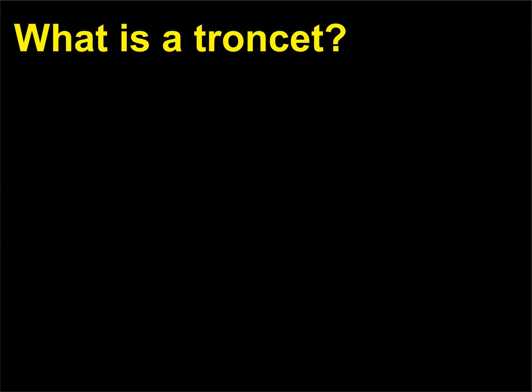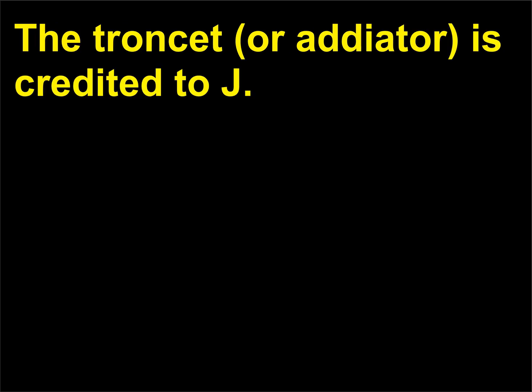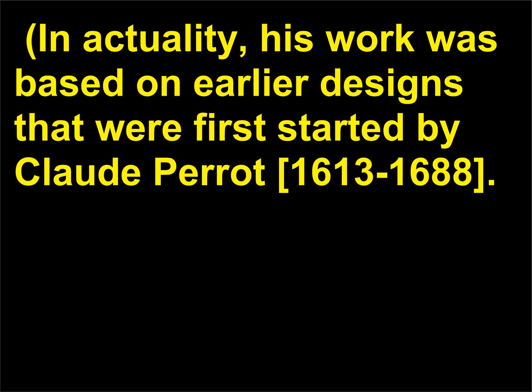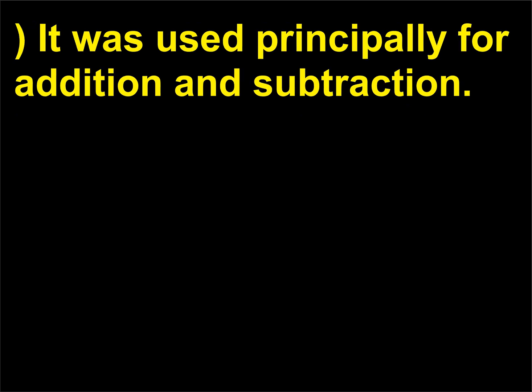What is a transit? The transit, or addiator, is credited to J. Troncet of France, who invented the device in 1889. He called it his arithmographe. In actuality, his work was based on earlier designs that were first started by Claude Perrault, 1613 to 1688. It was used principally for addition and subtraction.